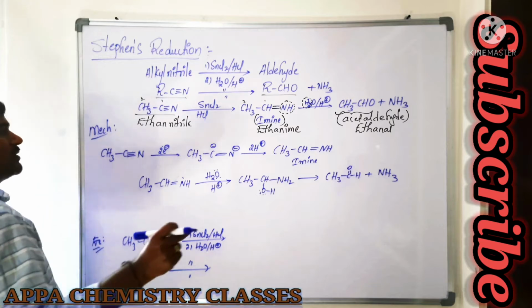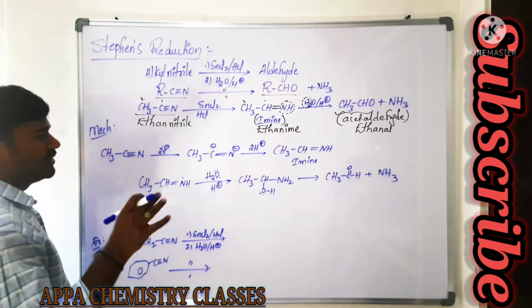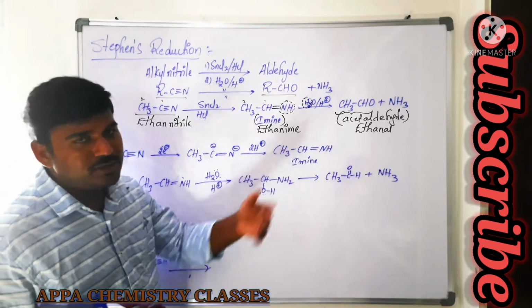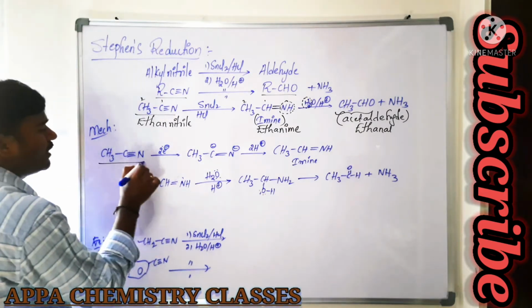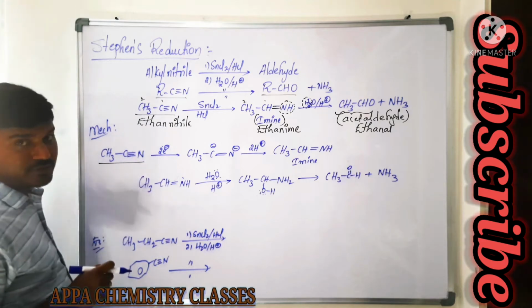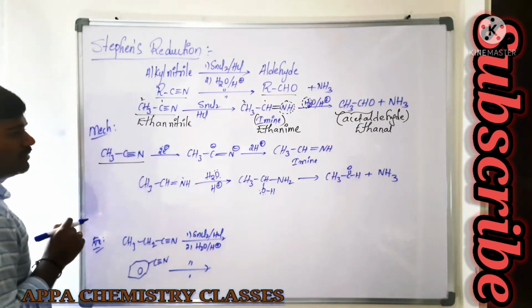Is that clear? So next we will see the mechanism for this Stephen reduction, which is very important. If you have understood the mechanism, there is no need of memorizing the product; how we are getting it, we will know. Now you see here we are taking methyl cyanide. This methyl cyanide reacts with 2 moles of electrons. How did we get those 2 moles of electrons? Listen carefully.